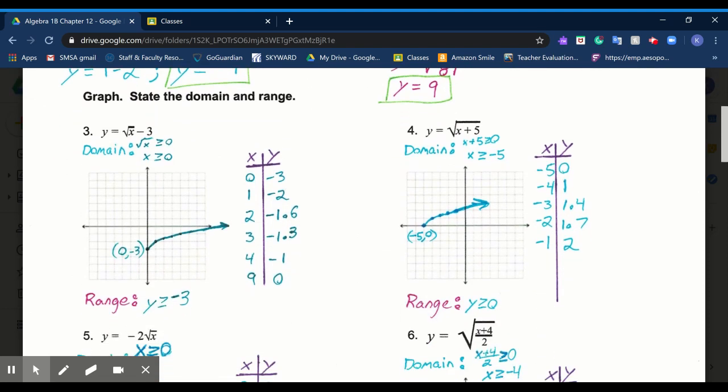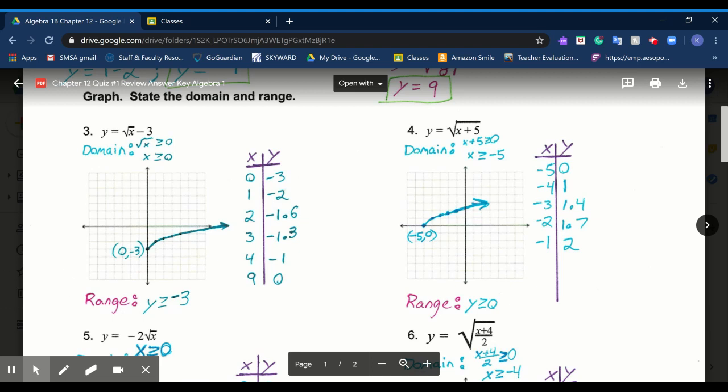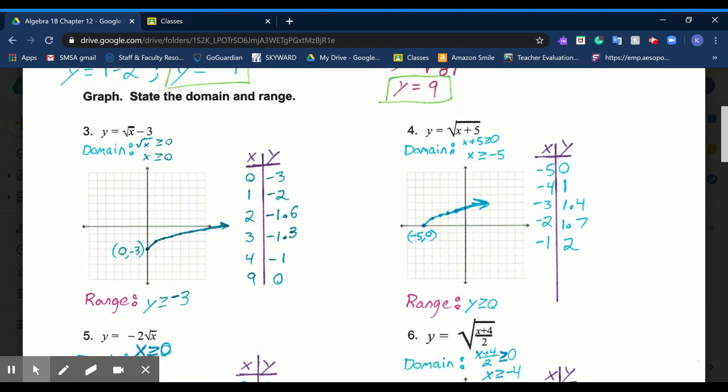For 3, 4, 5, and 6, these are the problems with graphing radicals and stating the domain and range. So remember, for domain and range, it is always going to be x is greater than or equal to, and then y is greater than or equal to or less than or equal to for the range. So domain is always using an x, range is always using a y value.